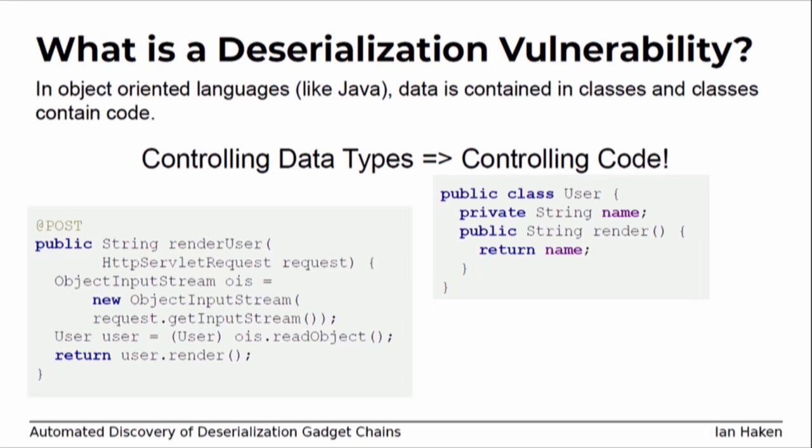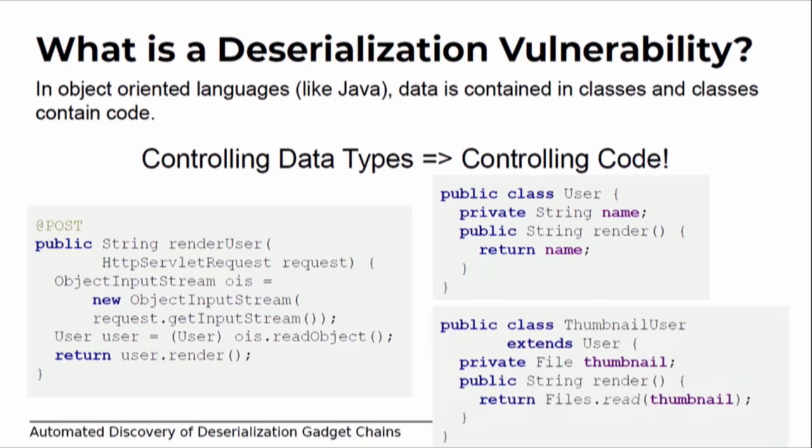But where you start getting into dangerous territory is if maybe you had something like this on your class path. It extends user, and it's a thumbnail user. The intent is that there's some member that specifies a file path with the thumbnail of that user, and when you call render, it reads that file from disk. So if an attacker sends a thumbnail user to this endpoint instead of a regular user, then when it calls user.render, he can read any file from the disk and get that returned. So that's what I mean by controlling data types means that you end up controlling what code gets executed.